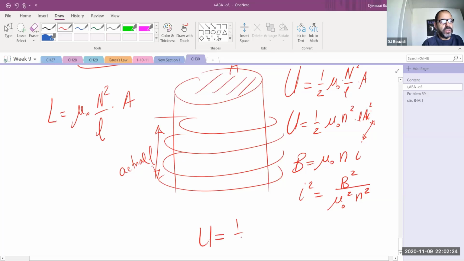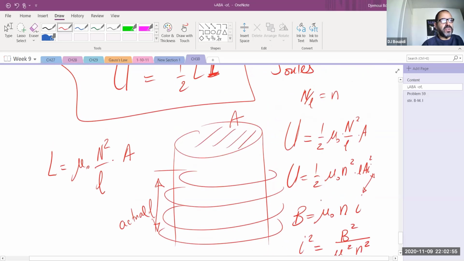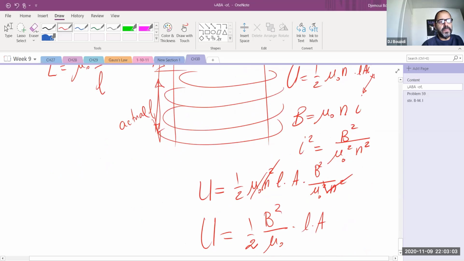So the energy U is equal to 1/2 mu naught N squared LA times B squared over mu naught squared N squared. Cancel the N squared with the N squared. Cancel the mu naught squared with one of the mu naughts. And the B squared stays. The energy is then 1/2 times B squared over mu naught, times L times A. Well, L times A is just the volume of this thing. This is A, this is L, the length of the solenoid, so L times A is just the volume.